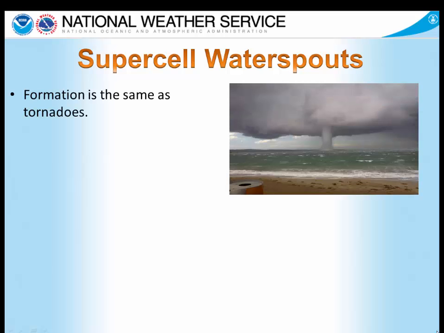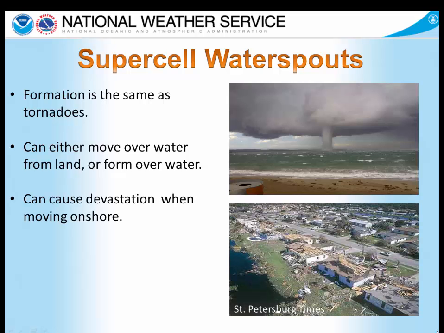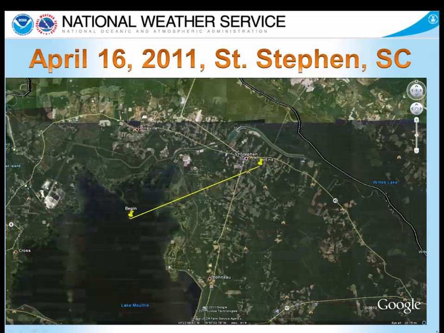Supercell waterspouts are an entirely different beast. They tend to form just like tornadoes do when you have high shear and strong fronts. They can move over water from land, or they can form over water. These type of waterspouts can cause devastation when moving on shore, just like a tornado. In this picture in the lower right, EF3 damage was caused by a waterspout that moved on shore. Fortunately, these types of waterspouts occur much less frequently. However, they can occur in the local area, and here is an example.